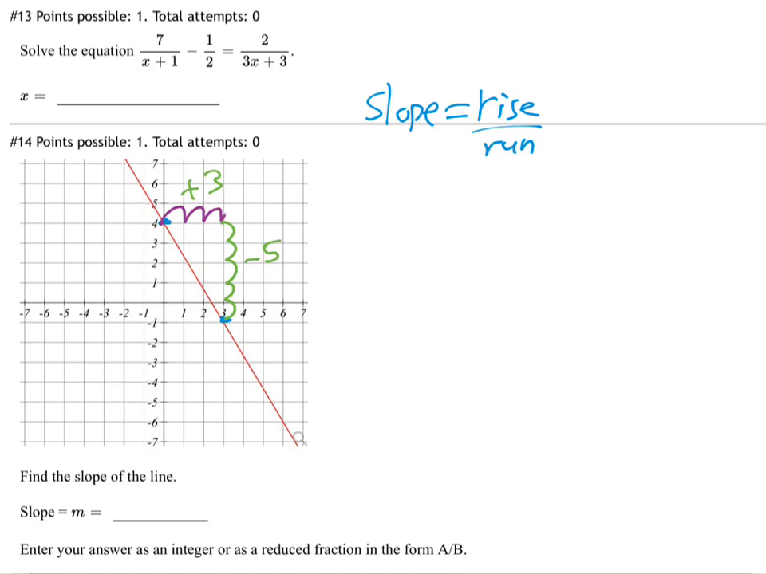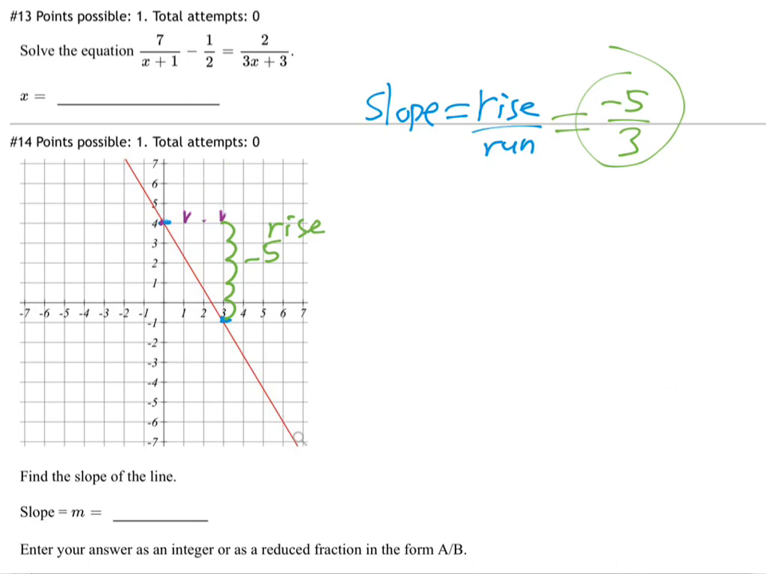So which one of those is rise? Because we said slope is rise over run. Yeah, this has got to be the rise because it's up and down. And this has got to be the run because people run sideways, flat, on the ground. So the rise is the negative 5, and the run is the positive 3. We're done. That's the slope of that line. Rise over run.